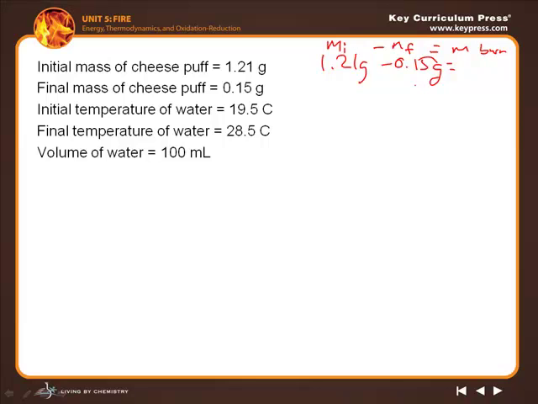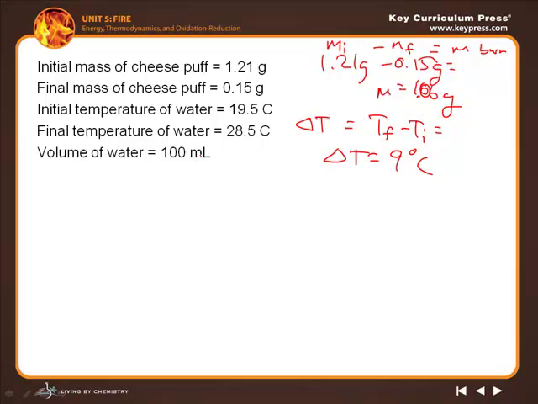So 1.21 minus 0.15 equals 1.06 grams. Now, from the other data, you got the initial temperature and the final temperature. How do you find the change in temperature? Subtract the two. Which one do you put first? Final temperature minus the initial temperature. That's 28.5 minus 19.5, which equals 9 degrees. So that's our delta T.